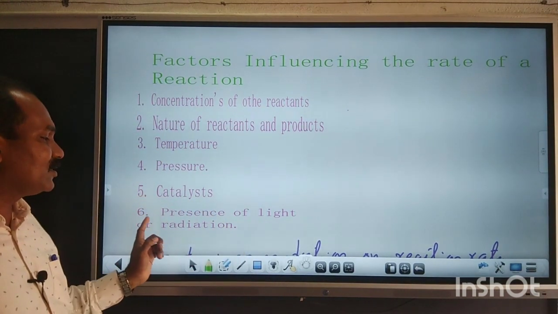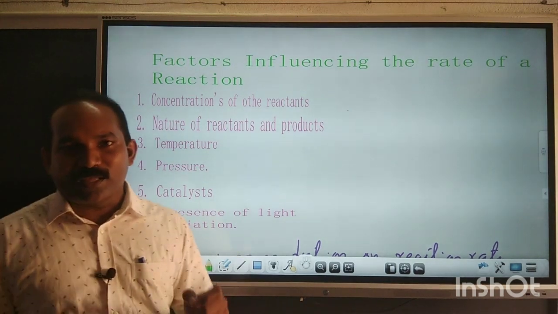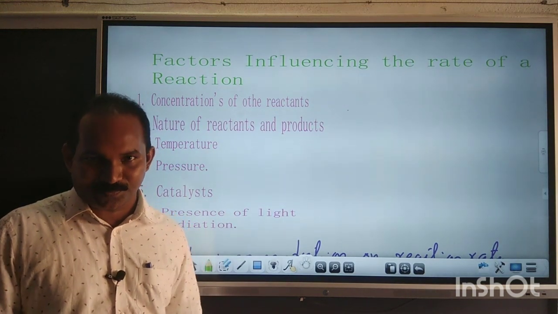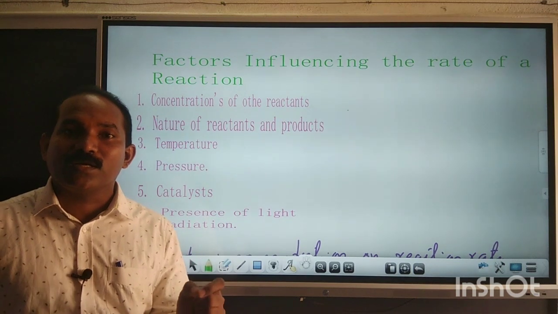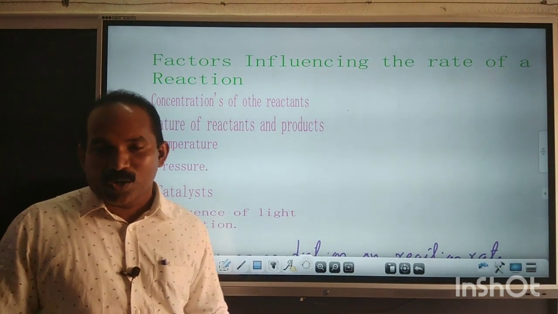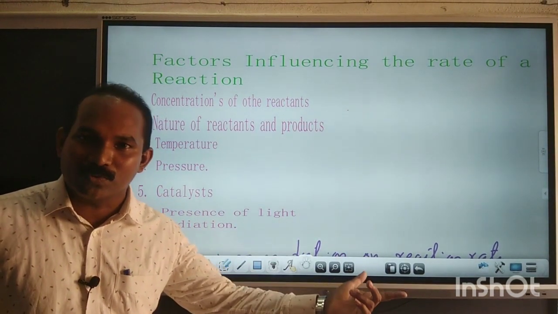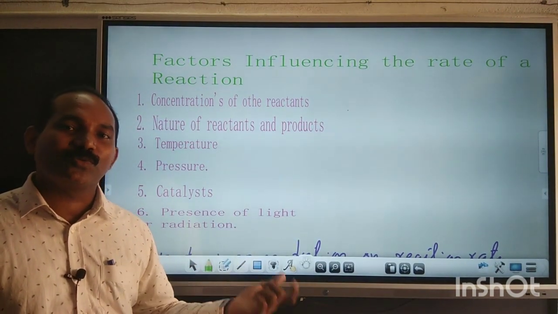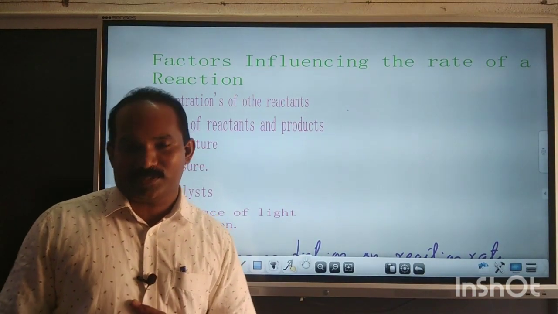And the last one is presence of light or radiation. Some reactions occur in the presence of light only. For example, the formation of ozone in the atmosphere occurs in the presence of UV light. O2 plus O2 in the presence of UV becomes O3, and similarly the decomposition of O3 into O2 also occurs in the presence of UV light.